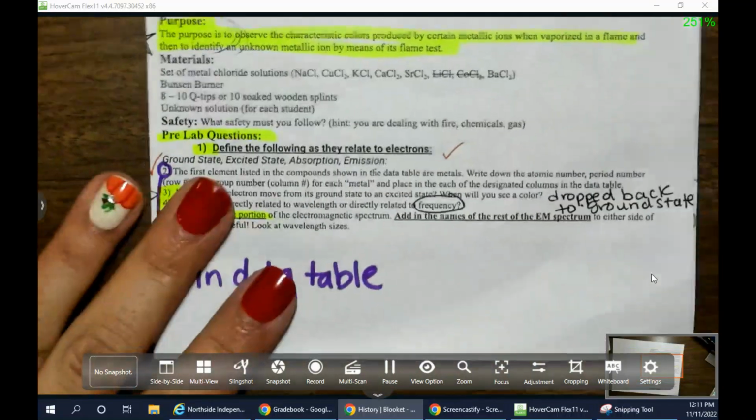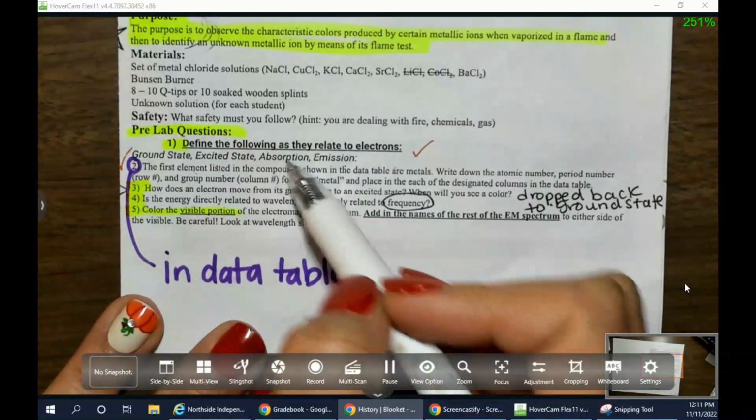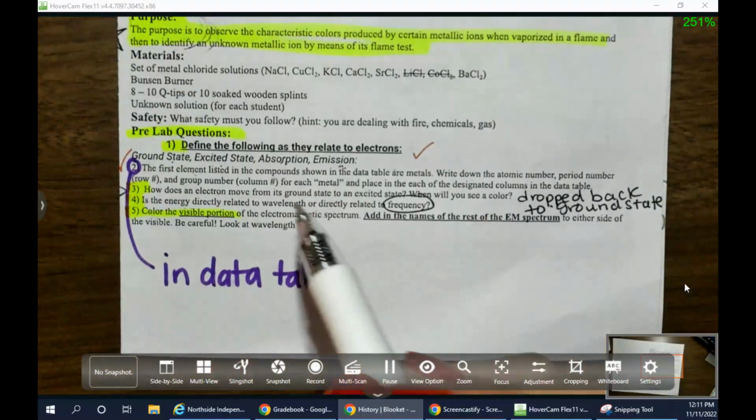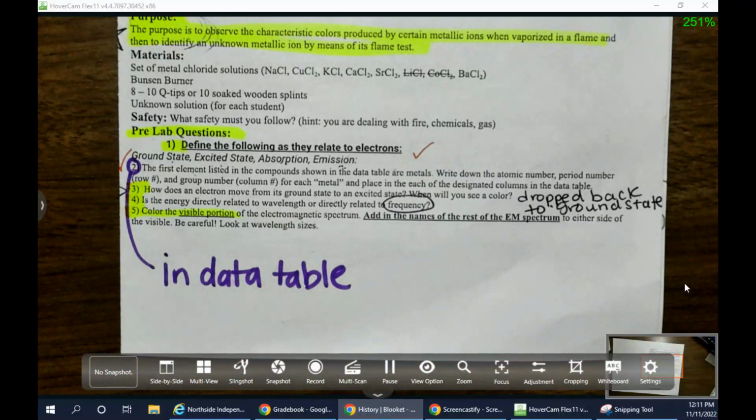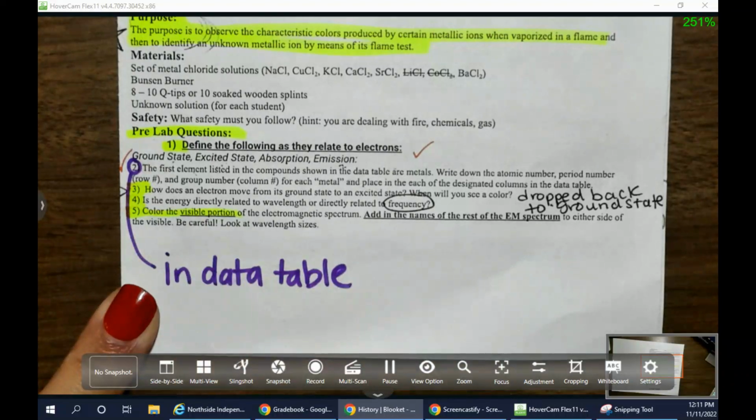Okay, now down to your pre-lab questions. So double check your pre-lab if you already had yours done. Just double check with me that you have 4 definitions in there. You should have looked up ground state, excited state, absorption, and emission, or looked in the paragraph at the top. Okay, then you went to your data table and you knocked out number 2.